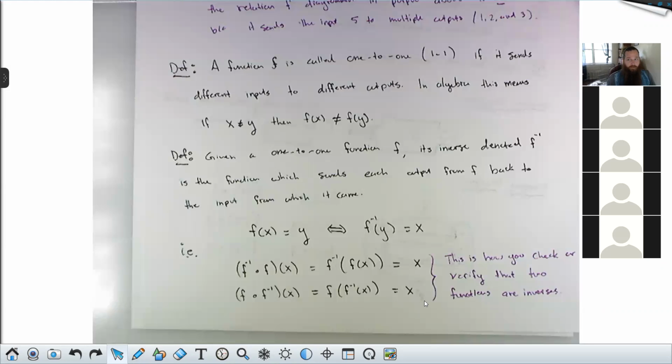The big question we're going to have to deal with here is how do you find the inverse? If I give you the function f, how do you find the inverse function f inverse? And I'm going to show you how to do that, but first I want to just give you a little bit of practice with this.